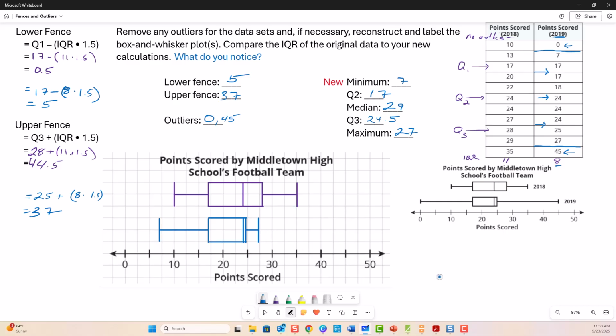Now that I have created my new box and whisker plot, I can again analyze this data set. With the outliers removed from my 2019 data, I can now see that 50% of the data falls between 17 and 24.5, which is here in my interquartile range. And the median is, as we said, 24. 2018 was a better overall year in terms of points scored.